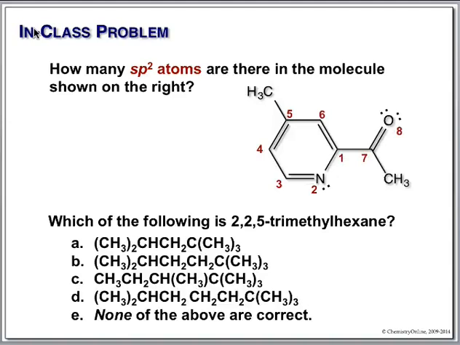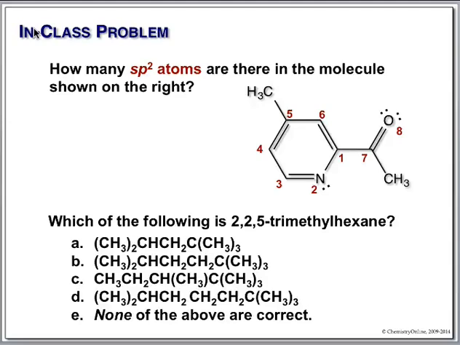Now this next one will make you absolutely nuts. Which of the following is 2,2,5 trimethyl hexane? It will make you nuts, I know. What I would suggest doing in this problem is just to look at them and figure out what the parent chain is as step one.